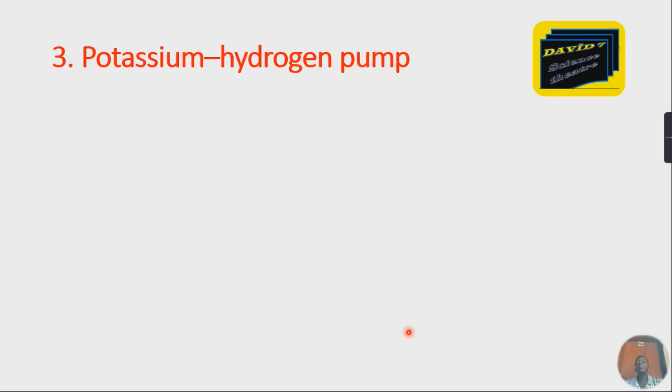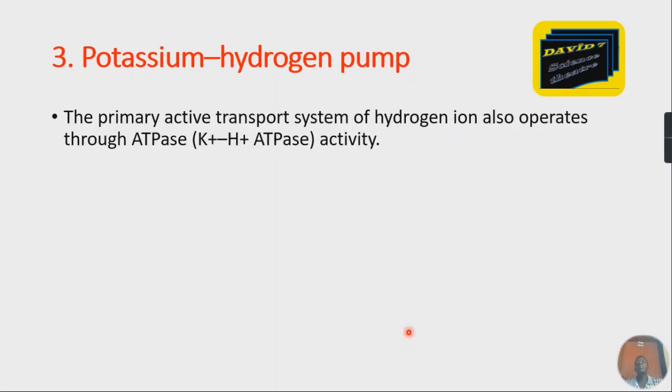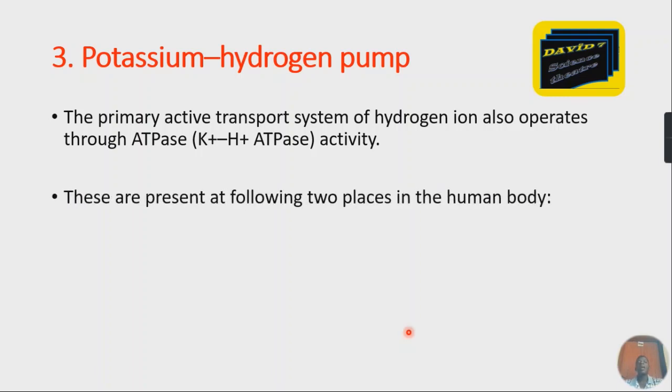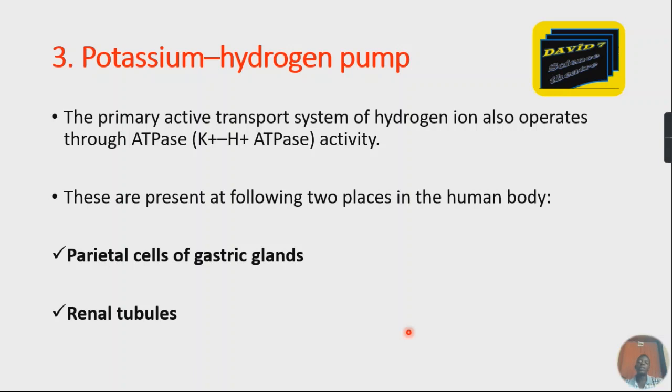And the potassium hydrogen pump is our third protein we are talking about in primary active transport. So the primary active transport system of hydrogen ion also operates in the same way, just like the sodium, and it acts through ATPase activity. And these are present at the following 2 places in the body. Where do we find the potassium hydrogen pump? One, you'll find it in the parietal cells of the gastric glands, that is the stomach, and you can find it in the renal tubules. Okay, so that's where you can find the potassium hydrogen ATPase pump.